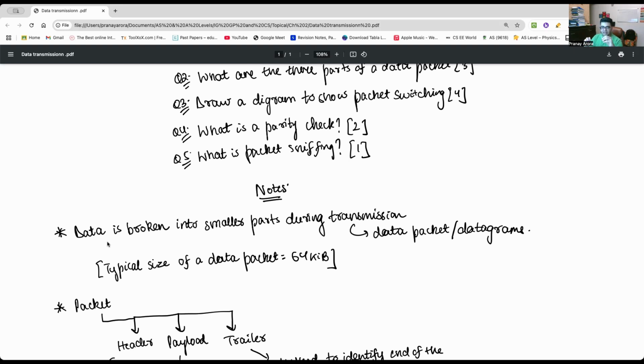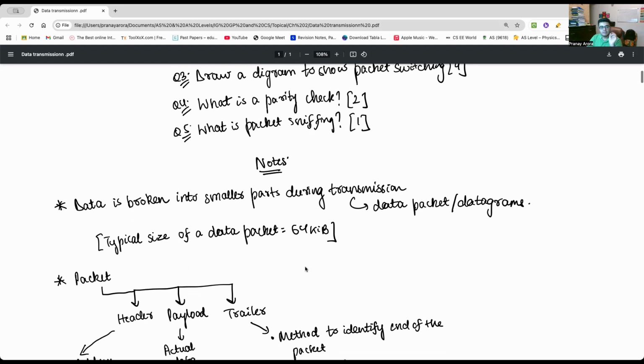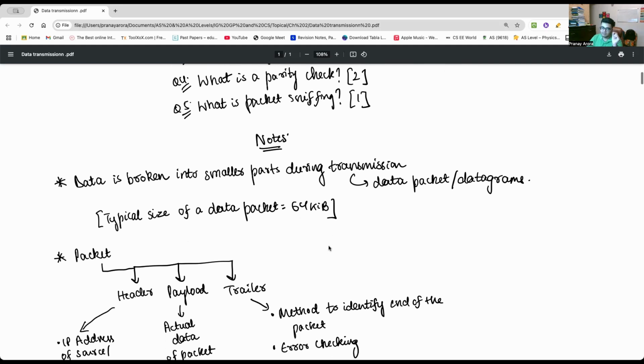When we talk about data, data is broken down into smaller parts. They are called packets, right? Like there's delivery of packets in real life, virtually also in our systems the data travels over the internet from the sender to the receiver. So this data is broken down into smaller parts, which are called data packets, or they're also called datagrams. Now, the typical size of a data packet is around 64 kibibytes, 64 KiB, right?